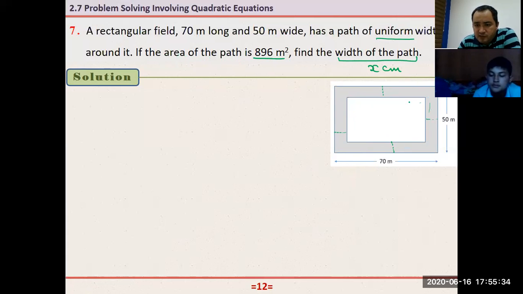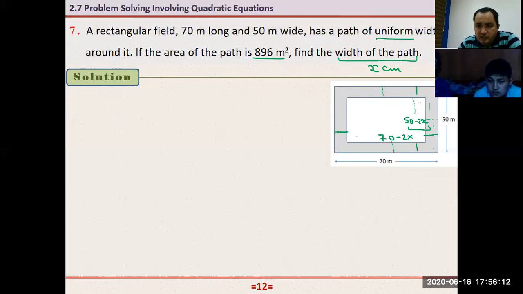If this width is 50, what is the width of this inner rectangle? It is 50 minus 2x, right? Because this is 50 minus x minus x. So that is 50 minus 2x. And how about the length of this interior part of the rectangle? The interior part is 70 minus x minus x, so that is 70 minus 2x. Okay, so it says that the path has uniform width.